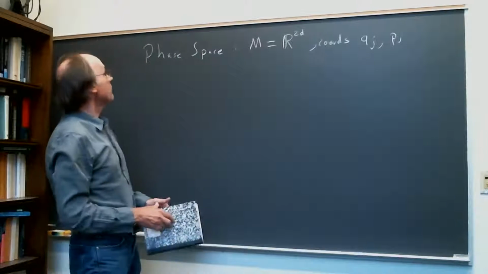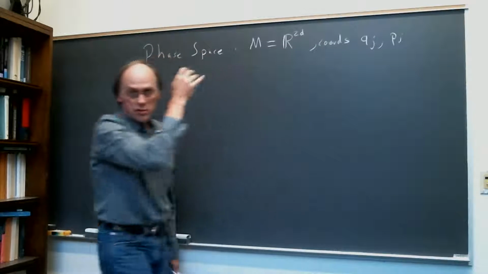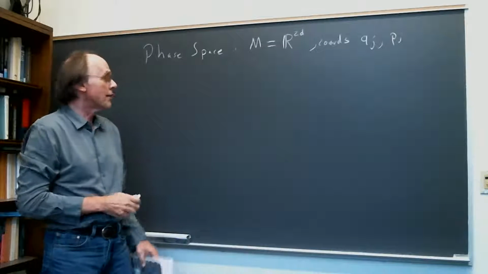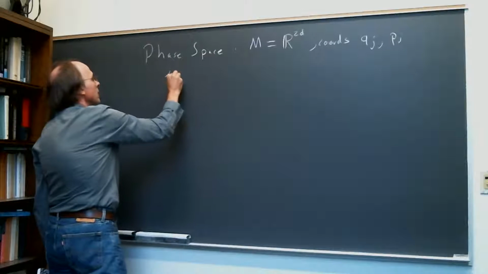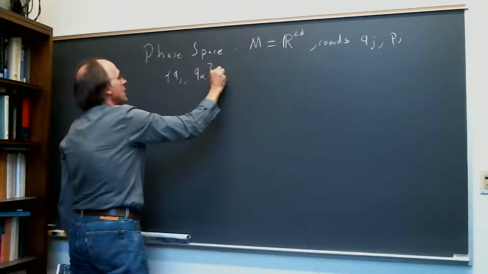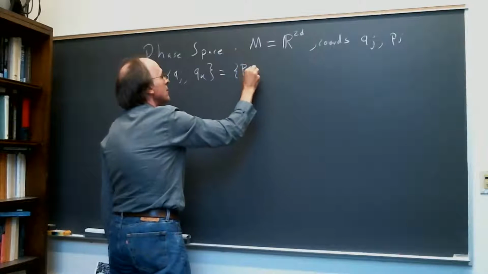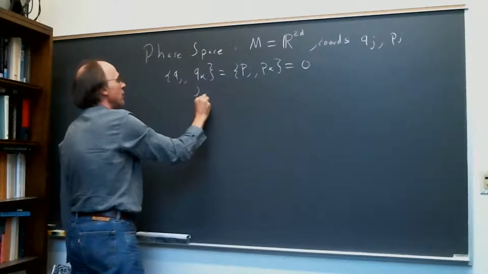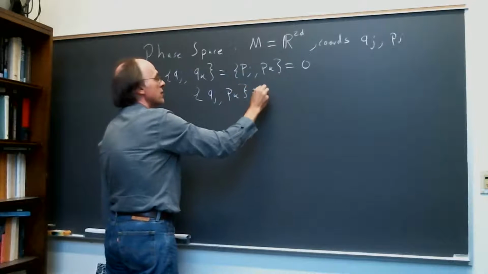Now the crucial extra structure, beyond just being a vector space: you don't have an inner product or anything, but you do have the Poisson brackets. The Poisson bracket of Q_j with Q_k is zero, so the Q's Poisson commute with each other, and so do the P's. But you have a non-trivial relation between the P's and Q's, and that's delta.